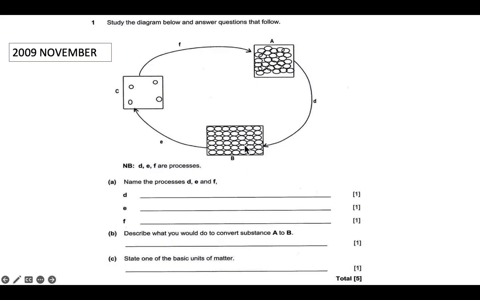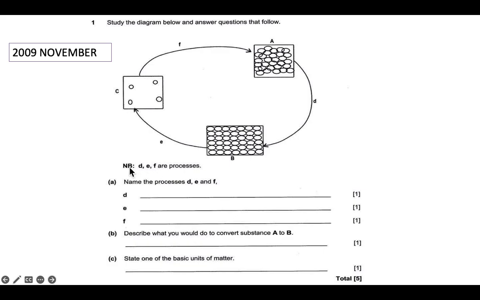The change of state from a solid to a liquid, we call melting. From a gas to a liquid, we call condensation. A gas condenses to form a liquid. And from a liquid to a gas, we call this process evaporation. Evaporation is the change of state from a liquid to a gas on the surface of the liquid.